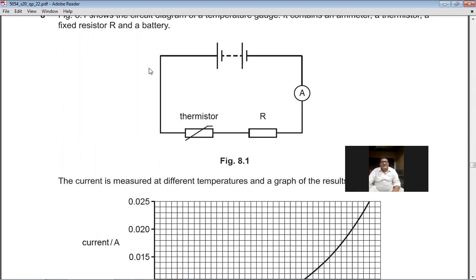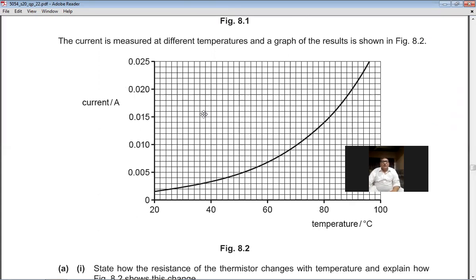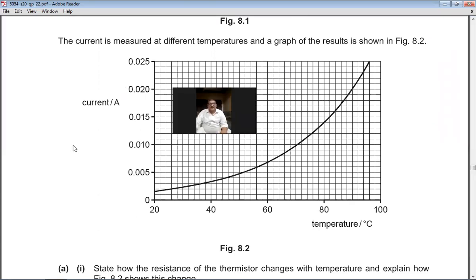The ammeter is basically reading whatever current is coming out of the battery. The same current is going back to the battery. All of them are connected in series with each other. The current is measured at different temperatures, and a graph of the results is shown in figure 8.2. On the y-axis we have current, and on the x-axis the temperature is given, and it tells you how much current is flowing through the circuit at a certain temperature.